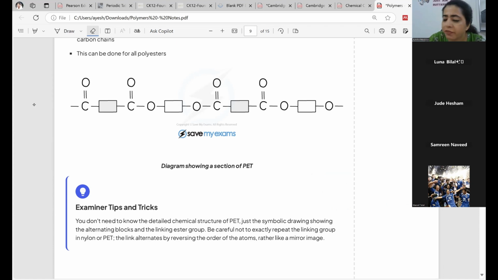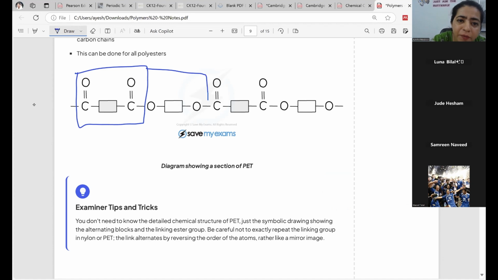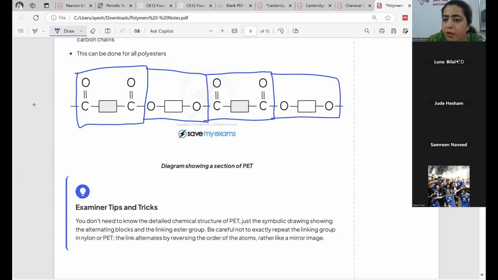Okay, let me make the boxes. Maybe it will be easy to identify. Let's say this is the first monomer till here. Then this is the second monomer. This is the third monomer. This is the fourth monomer. This one and this third one is the same thing. Second and fourth one is the same thing.